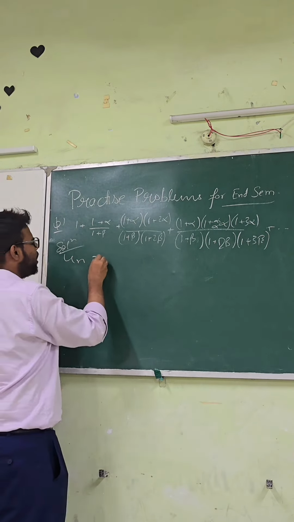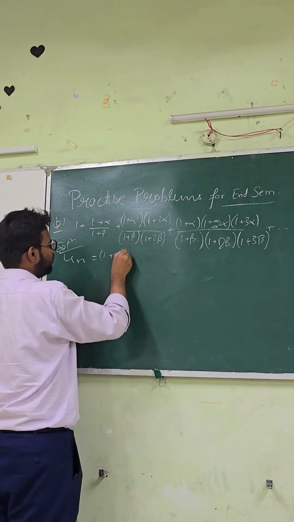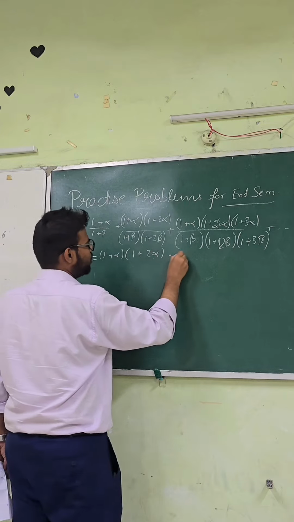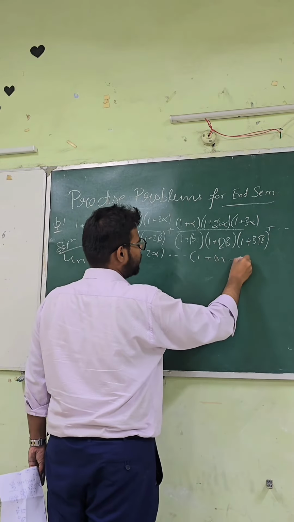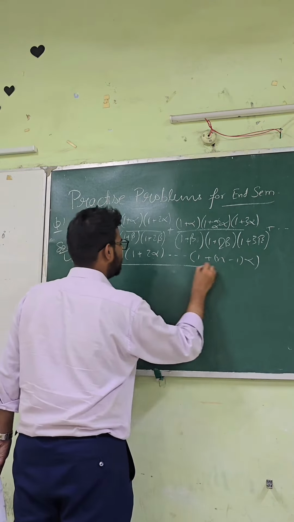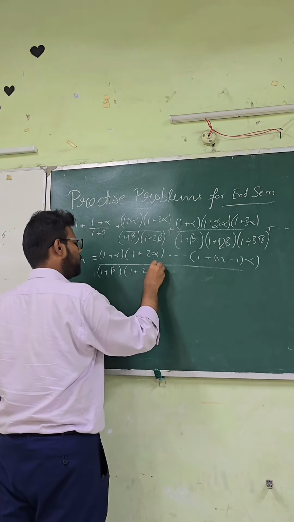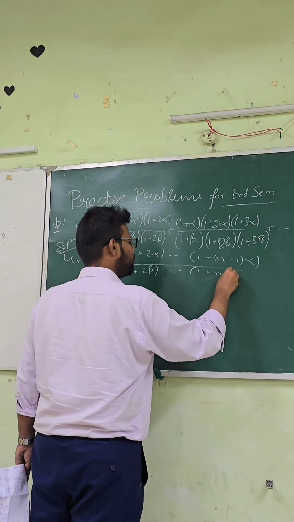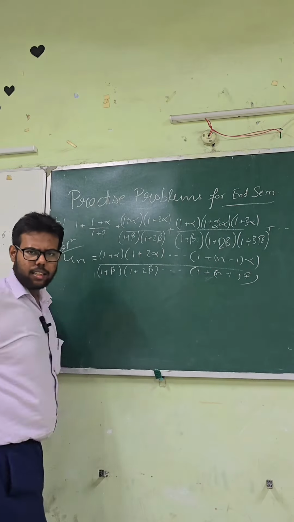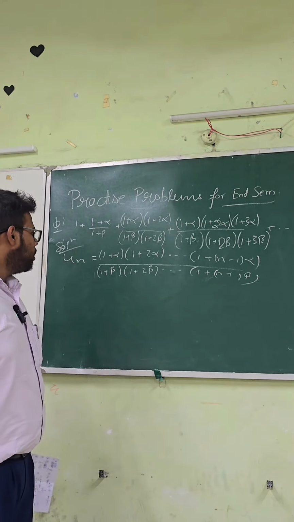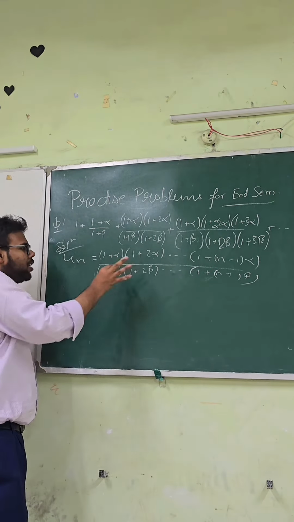Again, you make a general pattern. It will be like this: 1 plus alpha into 1 plus 2 alpha, and so on and so forth, still that is the same thing, n minus 1 times alpha by 1 plus beta into 1 plus 2 beta, and so on, 1 plus n minus 1 beta. You get this thing? Okay?